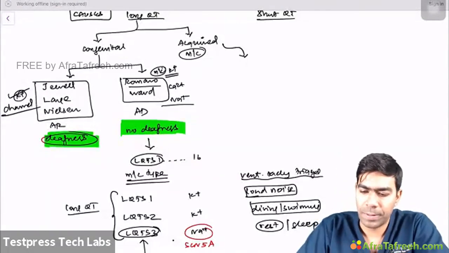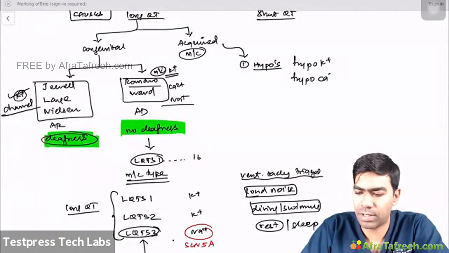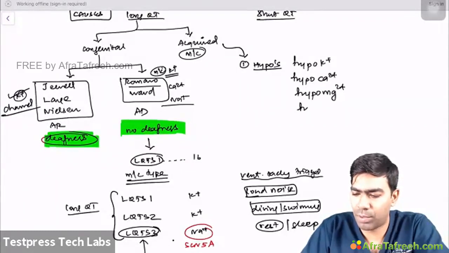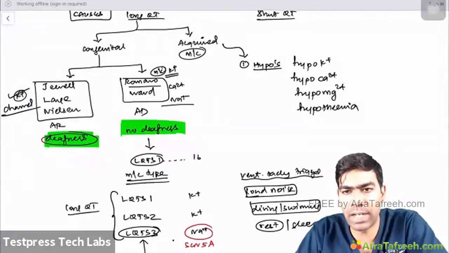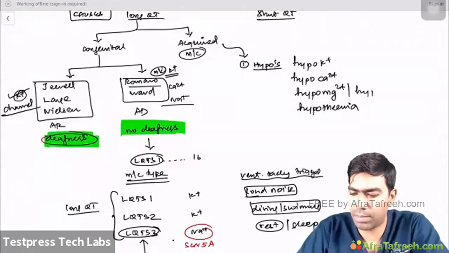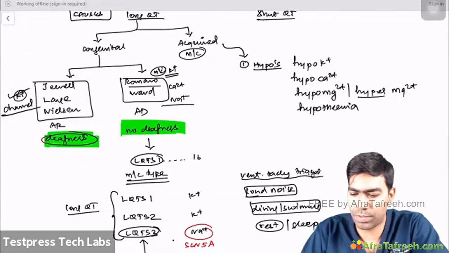Acquired causes. First, the 4 hypos. What are the 4 hypos you need to know? One is hypokalemia. Then you have hypocalcemia. Then you have hypomagnesemia. And remember, hypothermia. These are the 4 hypos that you need to know. Hypokalemia, hypocalcemia, hypomagnesemia, hypothermia. All these things can produce long QT. Remember, hypermagnesemia also can produce long QT. It's not only hypomagnesemia that can produce it, hypermagnesemia also can produce long QT syndromes.